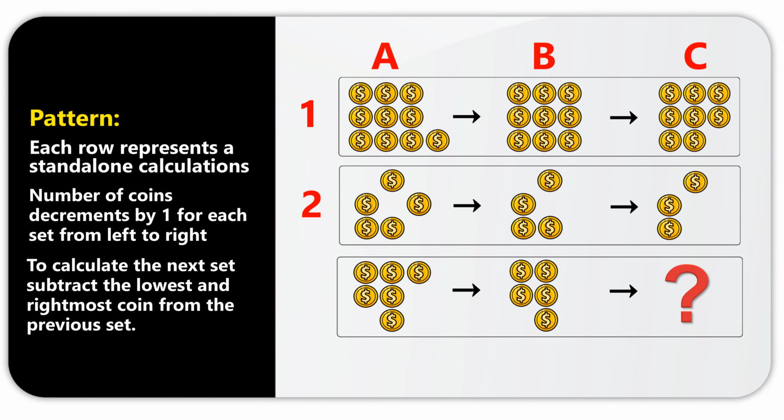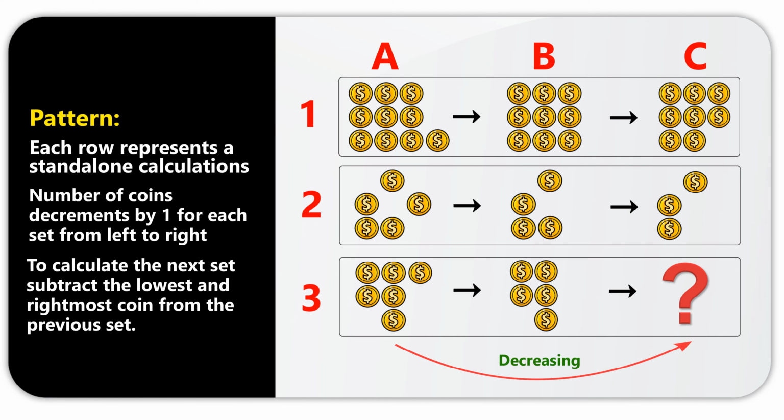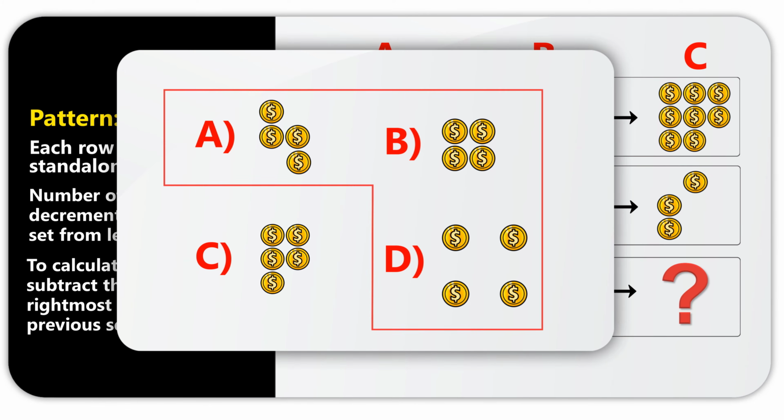As we know, the first part of the pattern, the number of coins is decreasing. So from the first set, which has 6 coins, it goes to the second set in column B, which has 5 coins. We know that the final answer will have 4 coins. If we look at the possible answer, choices A, B, and D have 4 coins. So which one would you select?